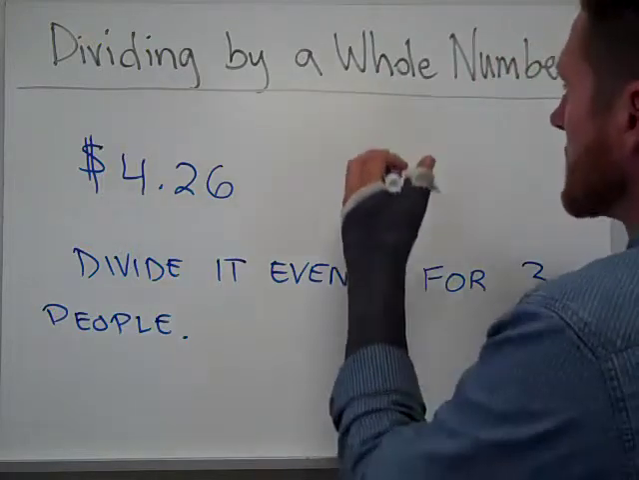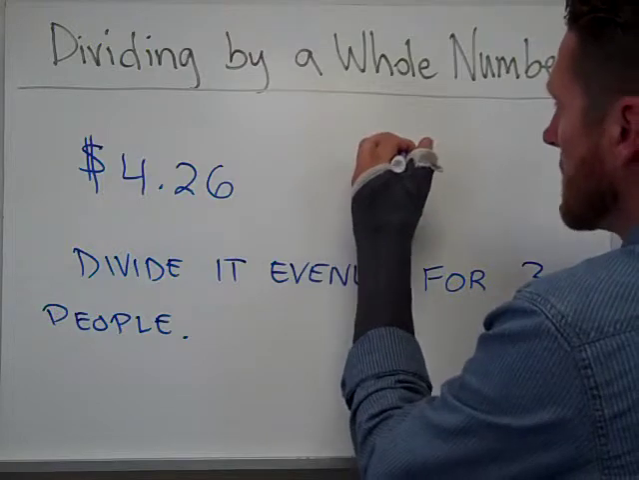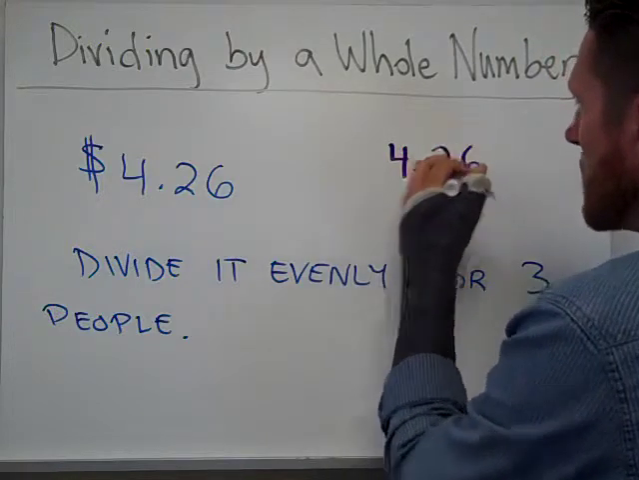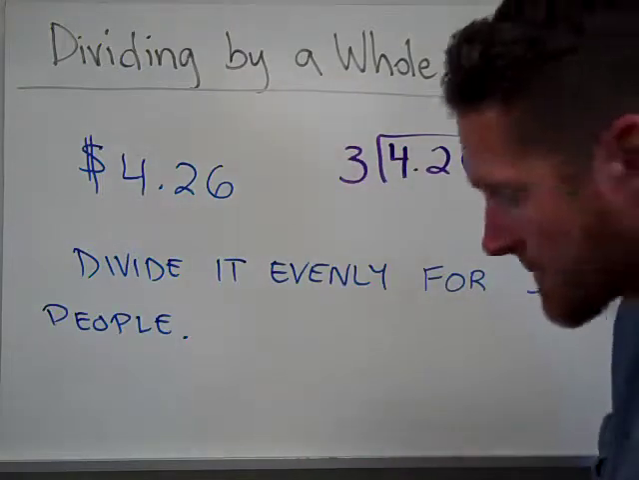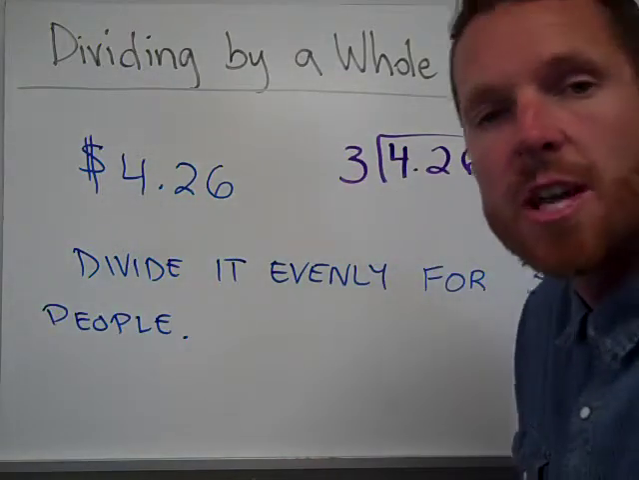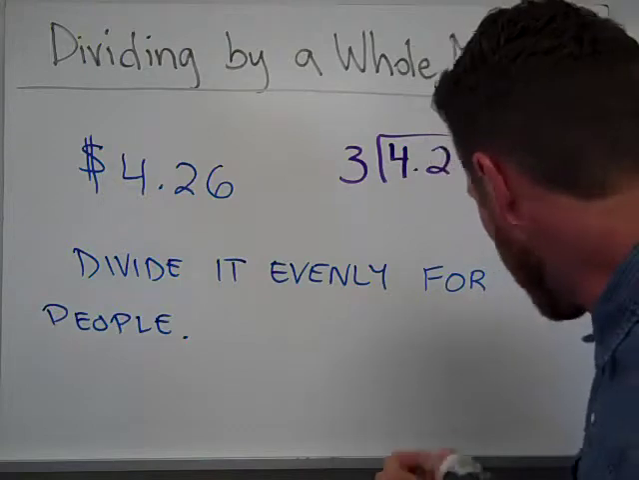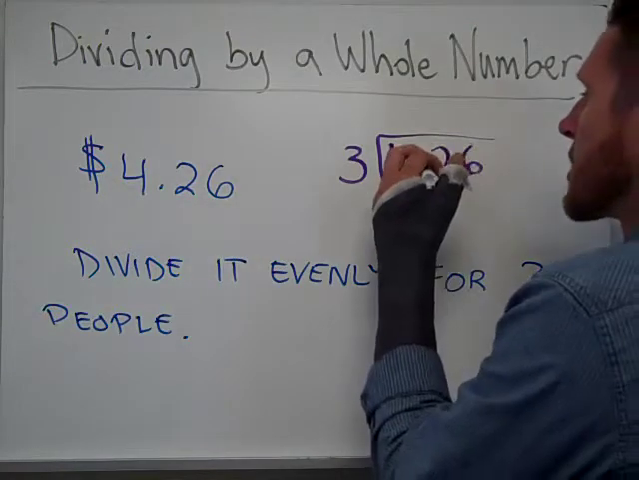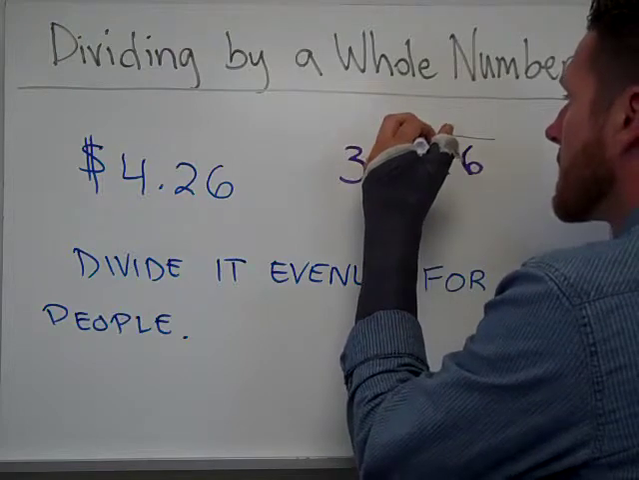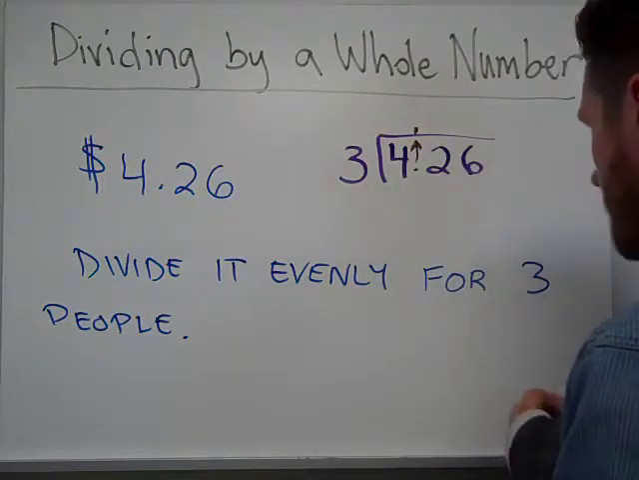So what we're going to do, just like you normally would, is $4.26 divided by 3. And all you do is just do division like you would normally do division. The only difference is that you have a decimal point, and this decimal has to go straight up right there.